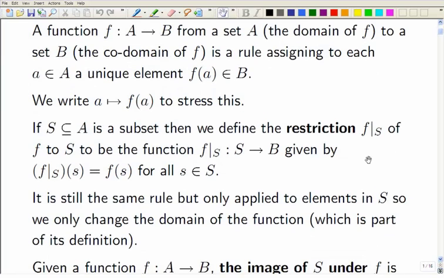If you've got a subset of your domain, you can restrict your function to it, and you get the restriction denoted by f restricted to S with this line here, and that's the same rule, but you just apply it to fewer sets, fewer elements.